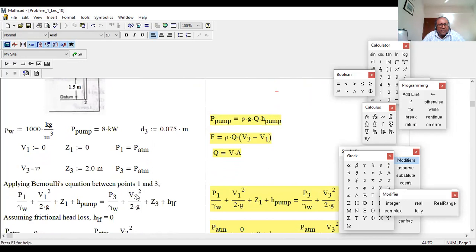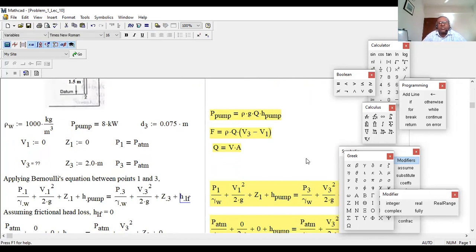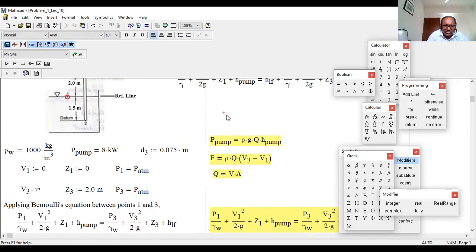So let's see, we write down right over here. Now hLF. How will we get the hLF? For hLF, you need the friction factor, or the formula hLF equal to 1 by 2 times f times L divided by g D.